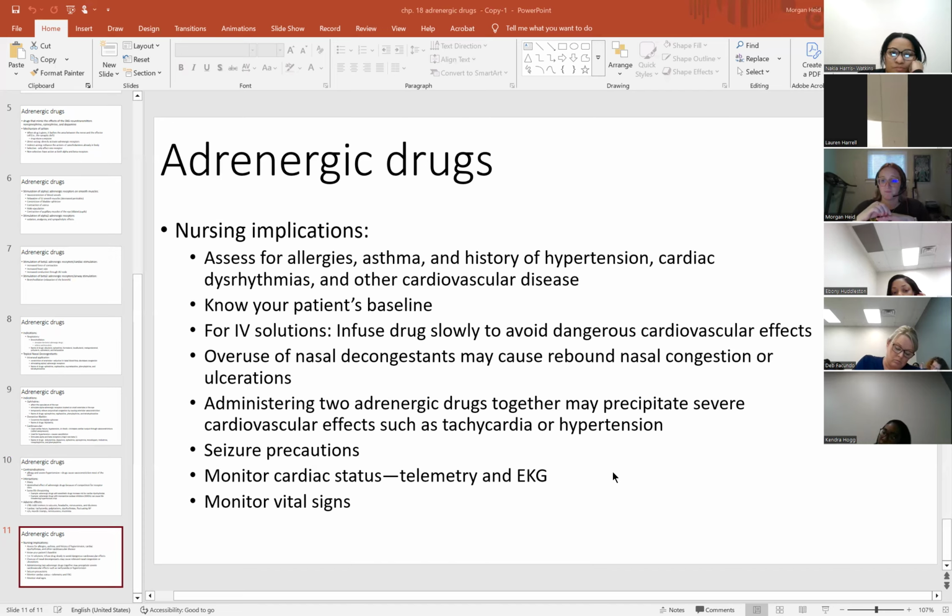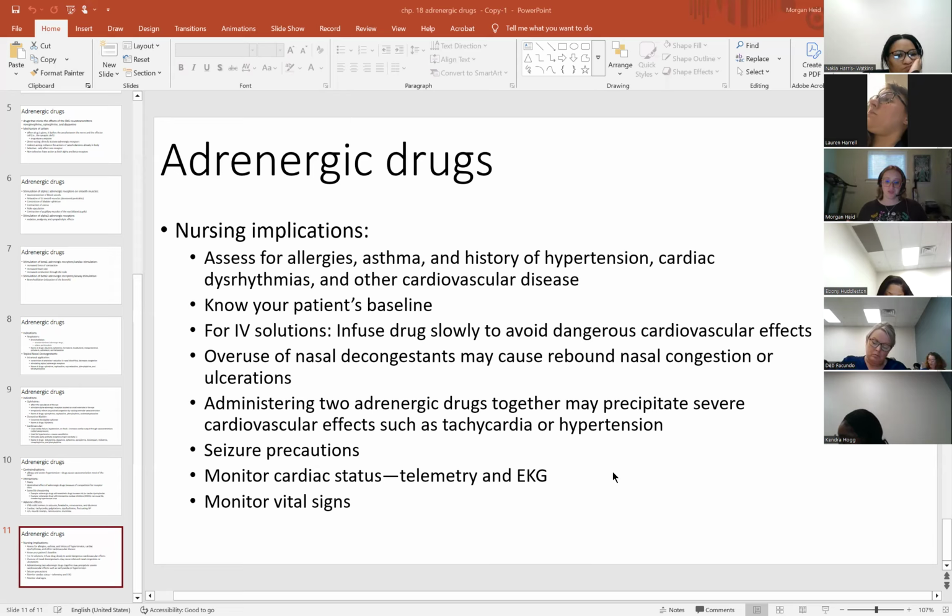If I'm going to affect vital signs, I want to know what those vital signs should be for my patient. Also for IV solutions, these can escalate very quickly, so I want to be very cautious, because they can put my patient into a dysrhythmia or something like that very quickly. When we give something via IV, it goes a lot faster through the system and it can cause a lot more damage quickly.